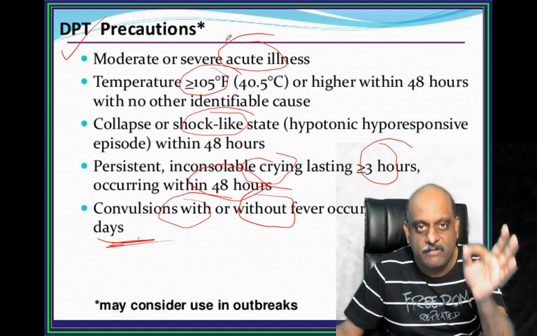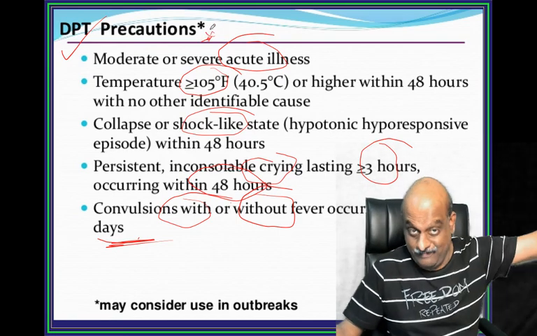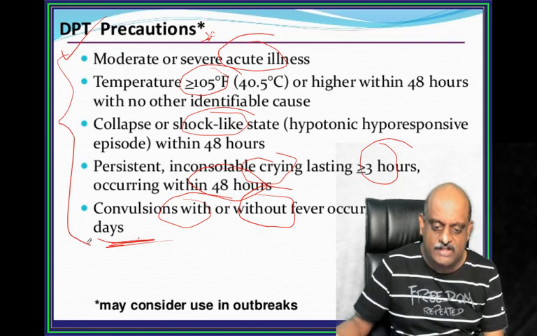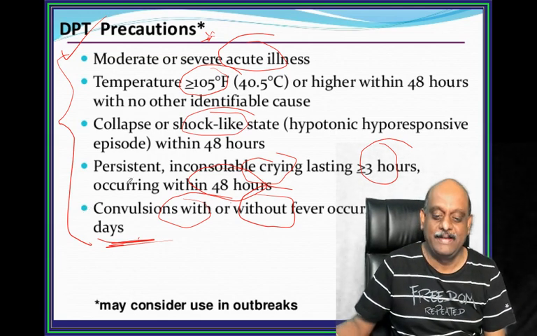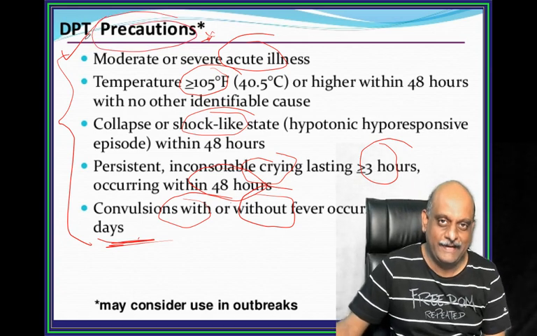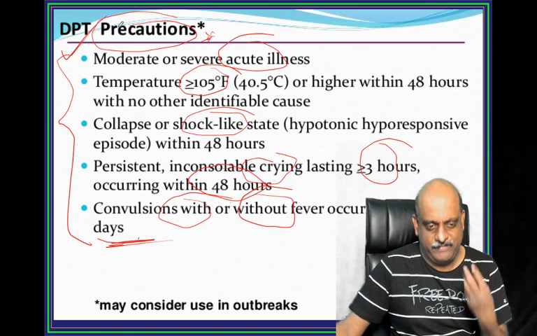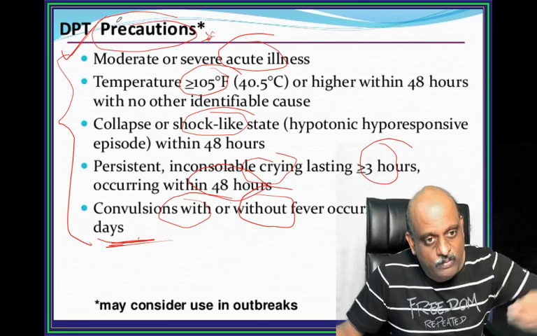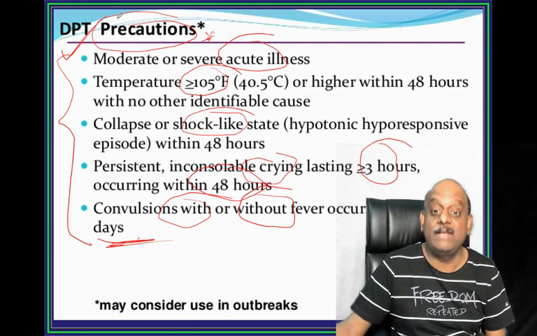You will easily do a revision of this list of precautions, which is also a favorite MCQ. When you go tomorrow for the entrance exam, just recite these precautions with a mother. Talk to her, Amma, these are the precautions for the DPT. You explain to her, this is the meaning of DPT. Diphtheria, pertussis. Pertussis means what? Whooping cough.